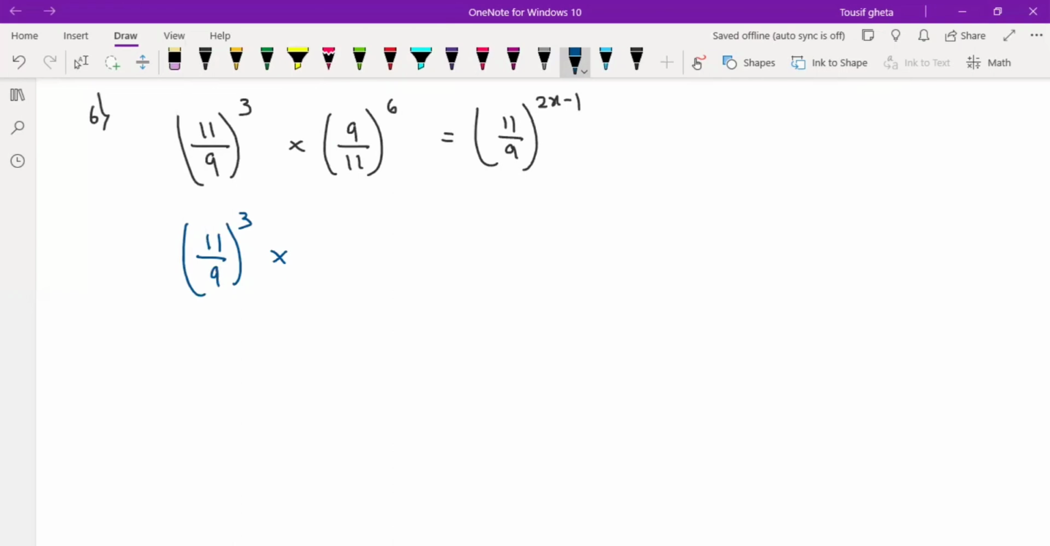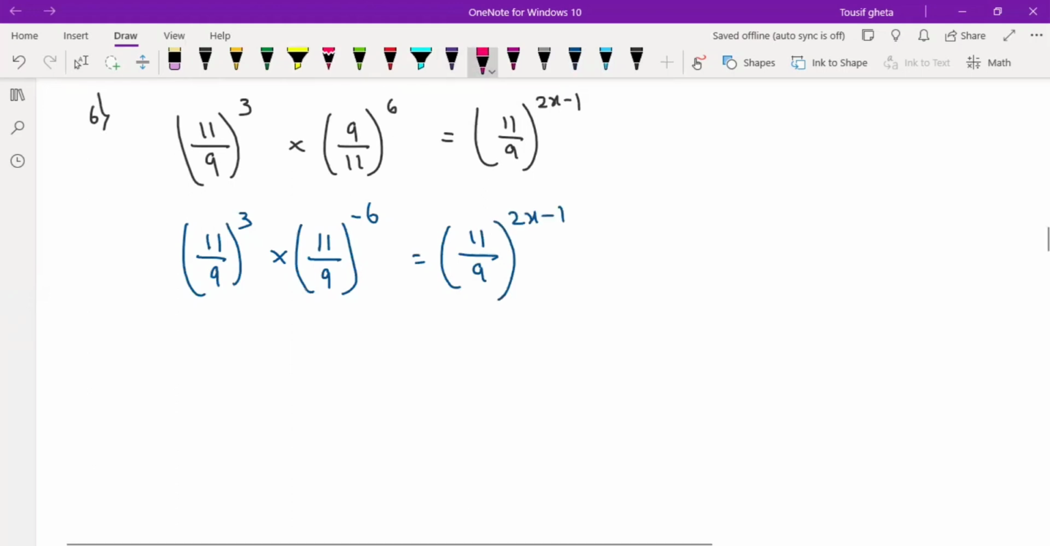If it was negative, it would have become positive just by reciprocal. But here we need to get the same base, so we are taking the reciprocal. The reciprocal of 9 by 11 is 11 by 9, and the power is positive, so it becomes negative: (11/9)^(−6) is equal to (11/9)^(2x−1).